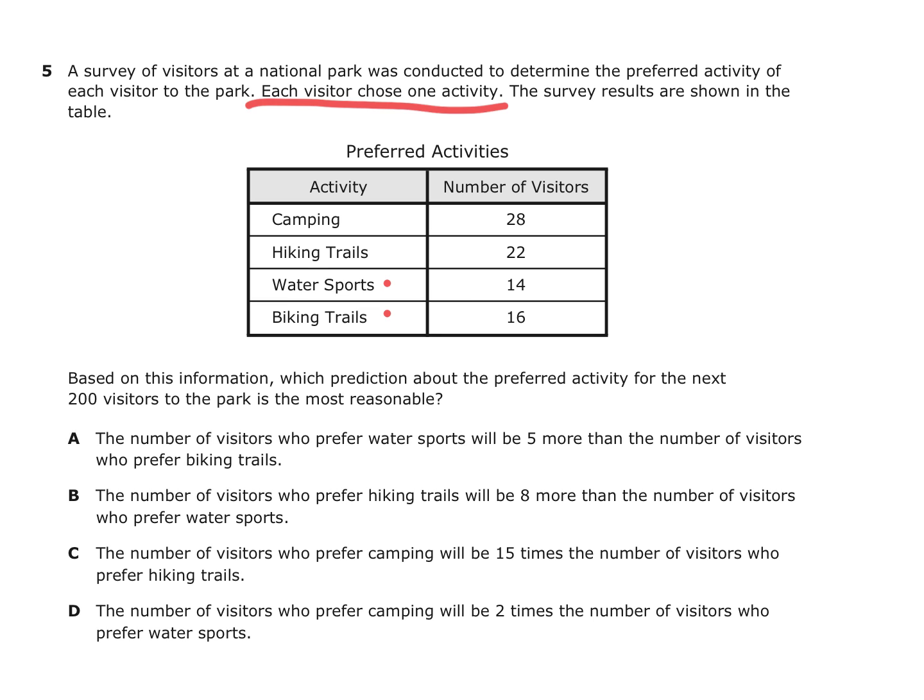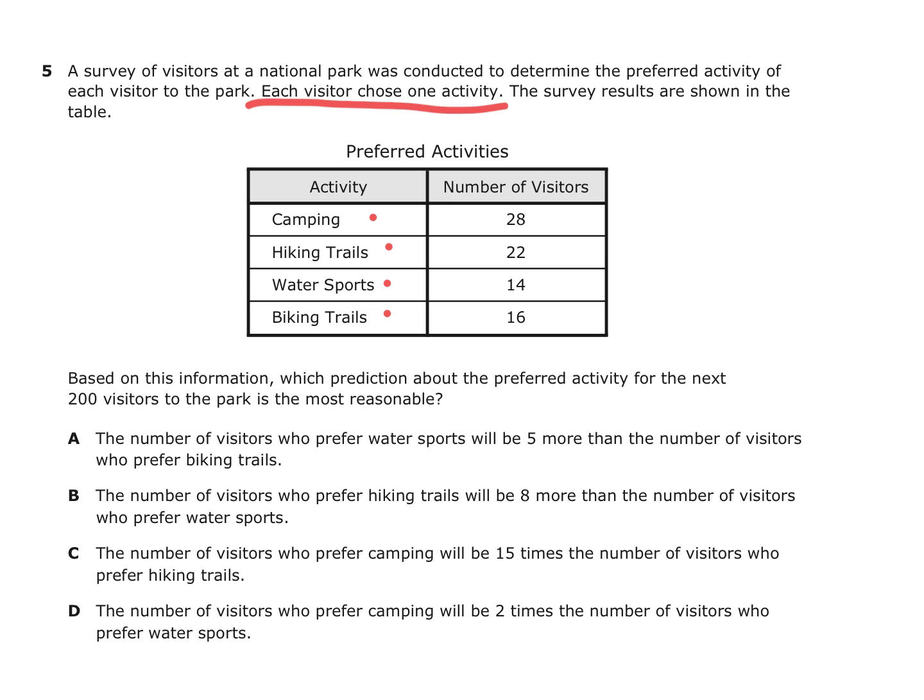next answer. Answer B, the number of visitors who prefer hiking is 22, will be 8 more than the number of visitors who prefer water sports. Well, 22 is 8 more than 14, but over the next 22, we don't know if the difference is going to be 8 more. Okay. Part C, the number of visitors who prefer camping will be 15 times the number of visitors who prefer hiking. Camping, we have 28. And hiking, there's 22. That's not 15 times.